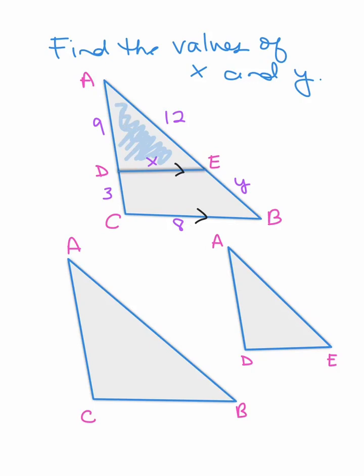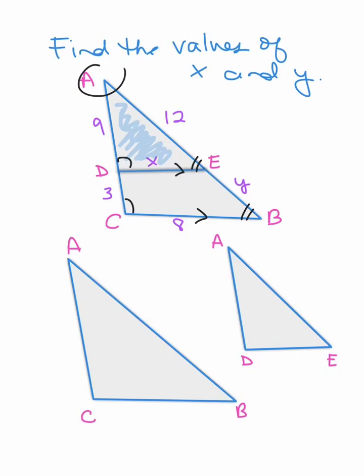I do notice that the lines are parallel, segment DE and CB are parallel. So that can tell me that D and C are congruent because they're corresponding. I can also say E and B are also congruent because they're also corresponding. So from the angle-angle similarity postulate, I can say that these triangles are similar.